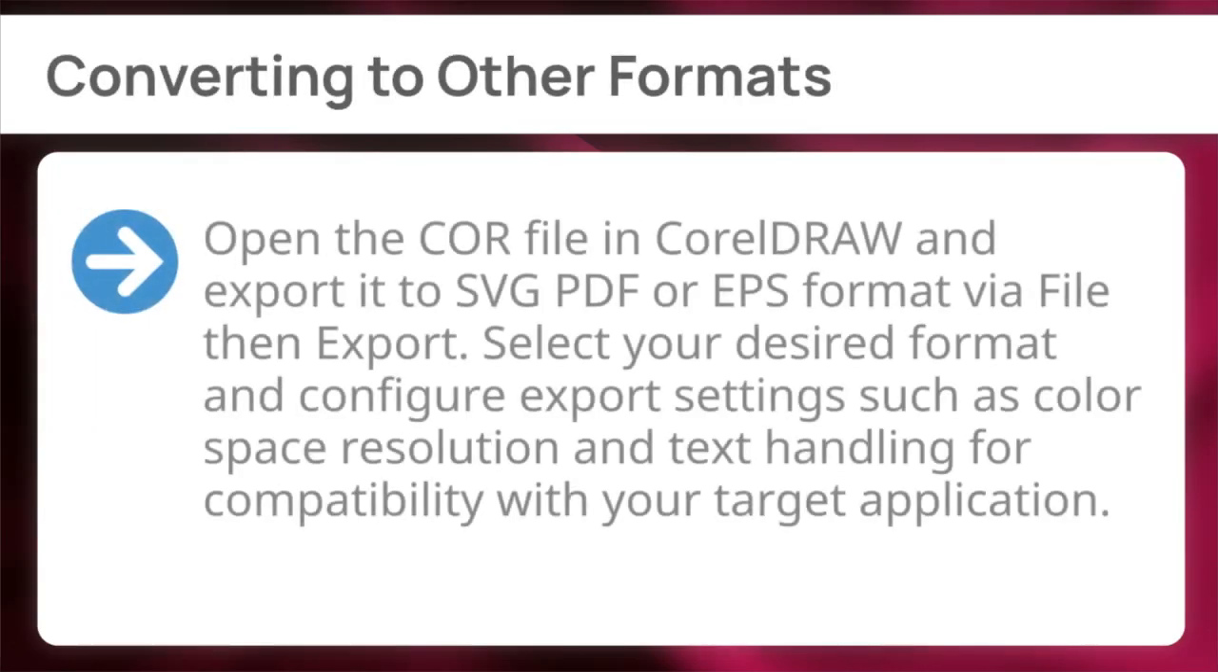Next, converting to other formats. Open the COR file in CorelDRAW and export it to SVG, PDF, or EPS format via File, then Export. Select your desired format and configure export settings such as color space, resolution, and text handling for compatibility with your target application.